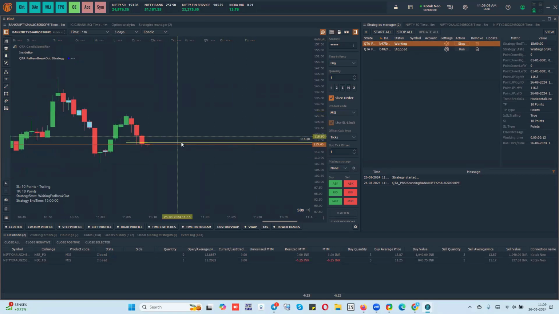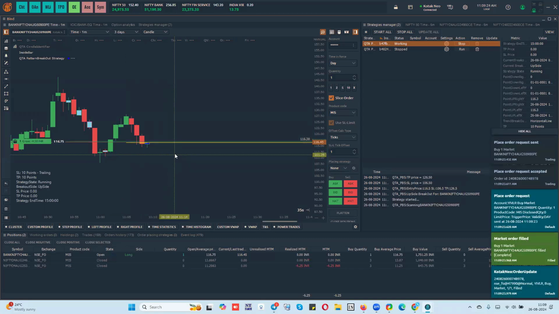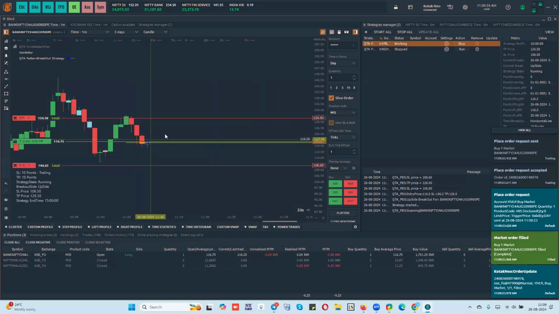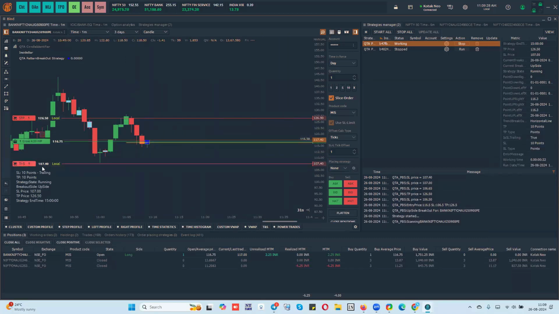I can move the horizontal line anywhere I want. But ideally, we would want to do a trade at certain particular breakout levels. In this case, I'm taking any level just to show the example of how the trade executes. Now you can see the trade executed on a breakout on the upside, and it also put the stop loss and take profit. The stop loss also started trailing automatically as and when the price started favoring me.